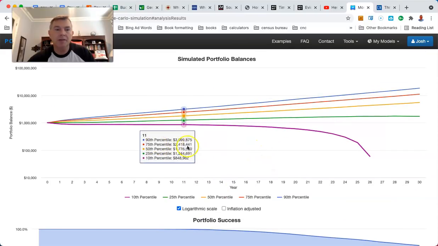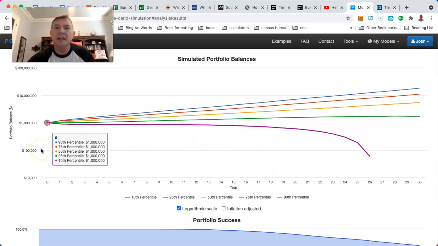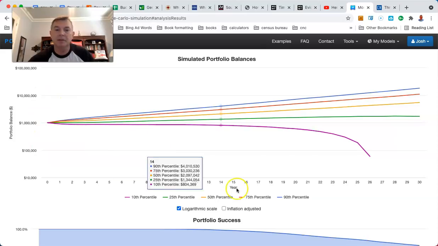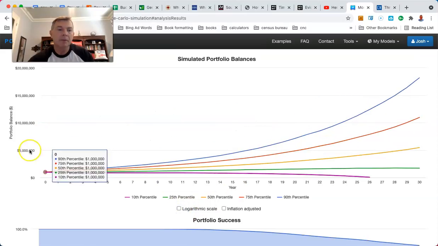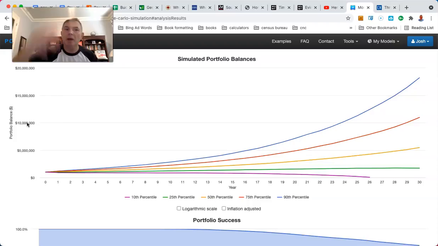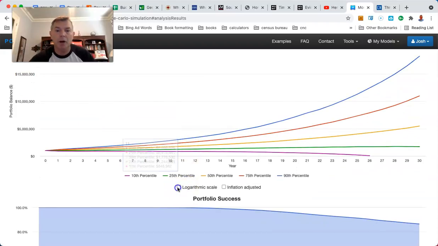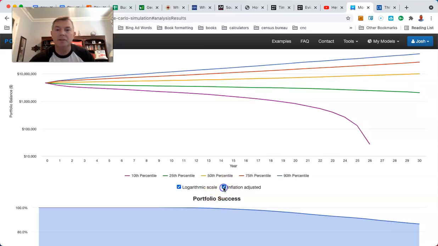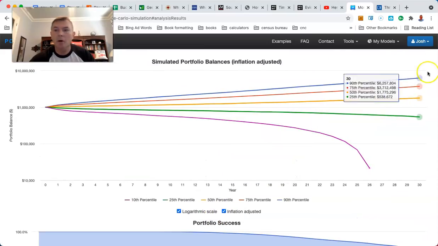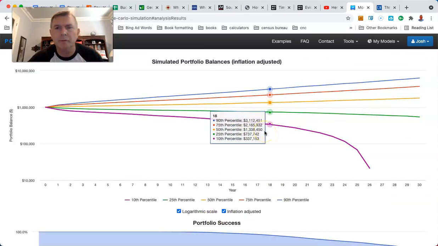Log. So log is different. Remember, 10,000 to 100,000 is the same percentage as 1 million to 10 million. If we don't do logarithmic, 0 to 5 million, 5 to 10, 10 to 15 is the same number, but it's not the same percentages. You always want to do log, actually. And then if you do inflation adjustment, you'll see we're all right here. And you want to do inflation adjustment too.